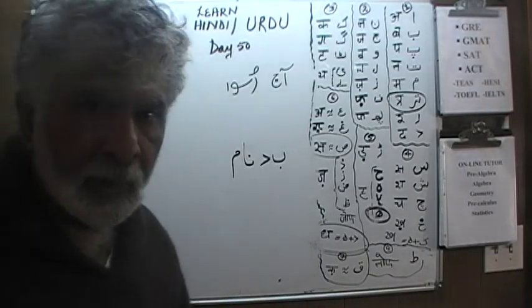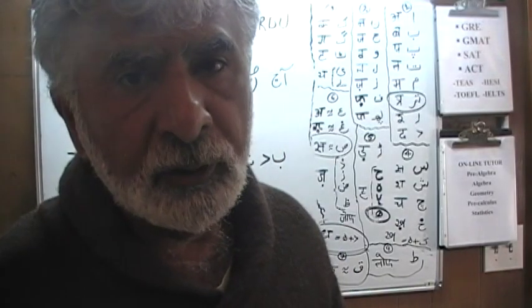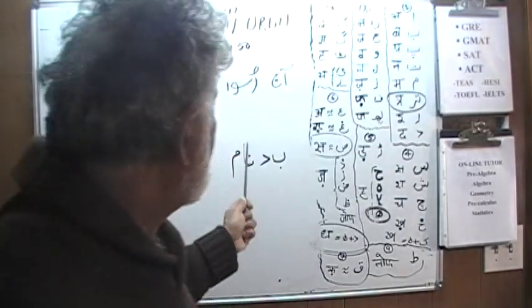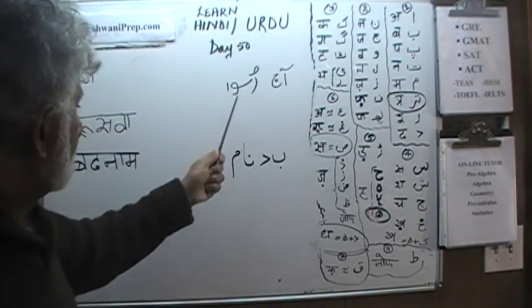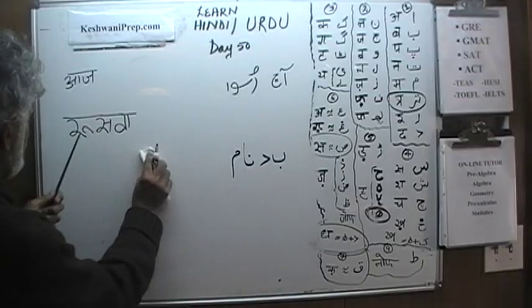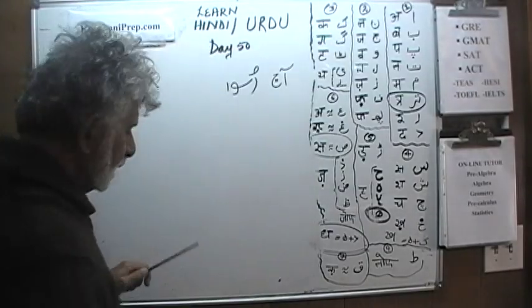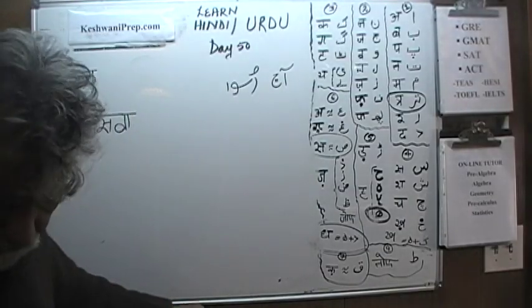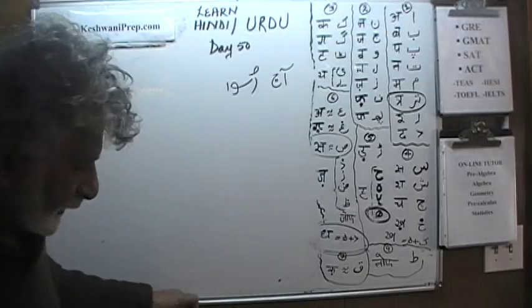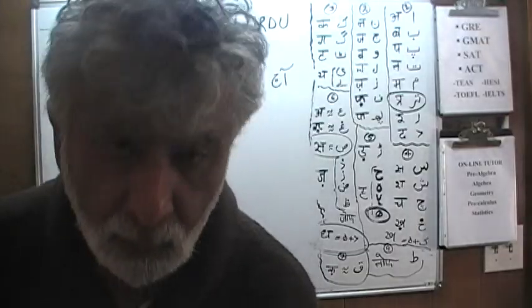आप अगर बदनाम हो गए, that means your reputation is ruined. That's what Ruswa means. बदनाम हो जाना. Badnaam, Ruswa, same thing. Aaj Ruswa. Ruswa is already here. And this is not a new word. Ruswa is something that we came across one more time before on day number 35.